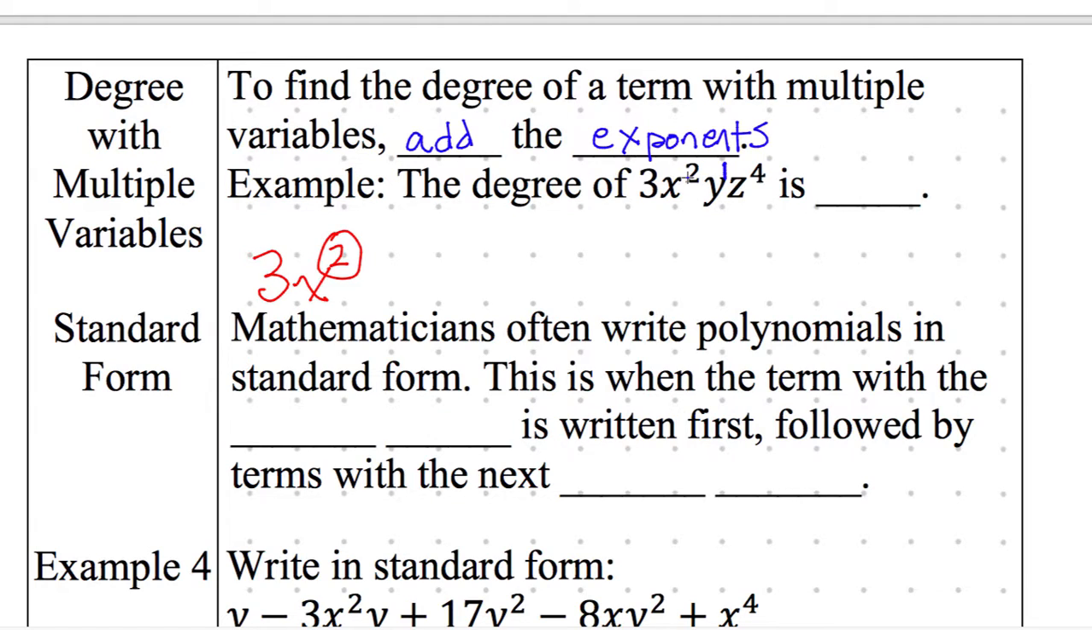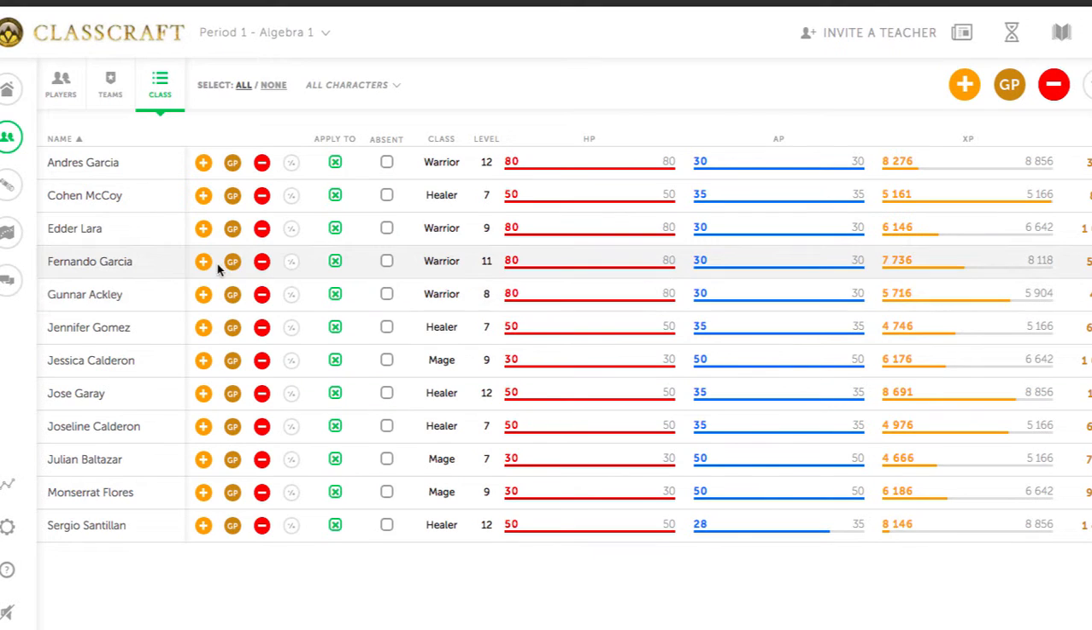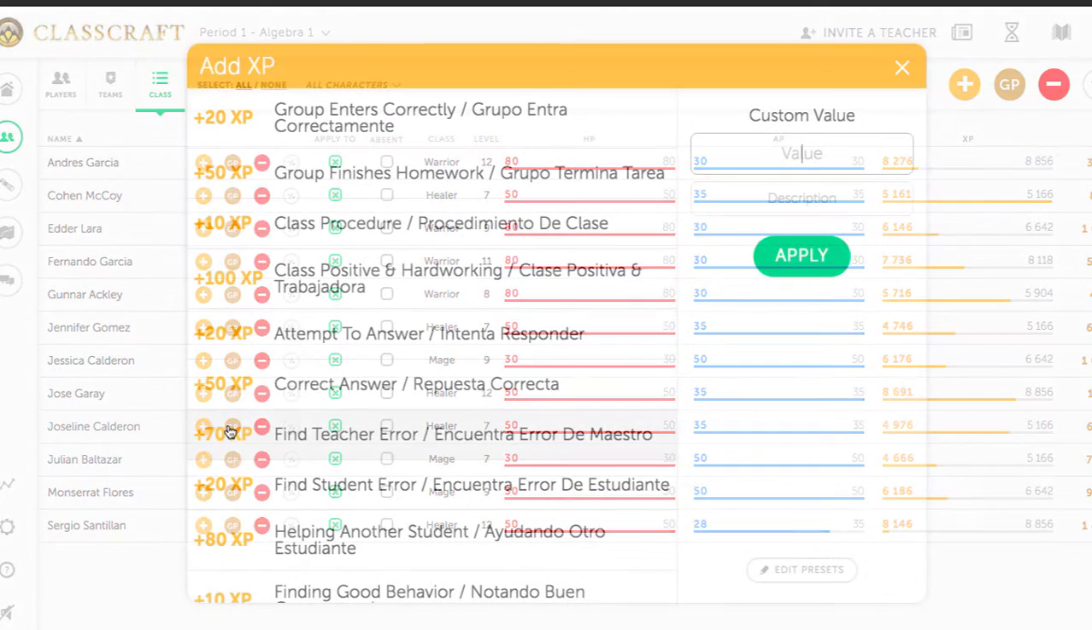So now I just add 2 plus 1 plus 4, and this is a degree, what? Quiet raised hand. Josie? It is a degree 7 term. This is a degree 7 term. This was a degree 2 term. All right, thank you, Josie.